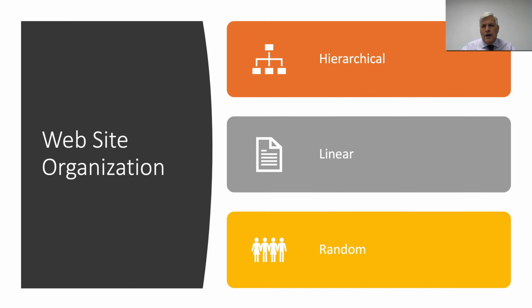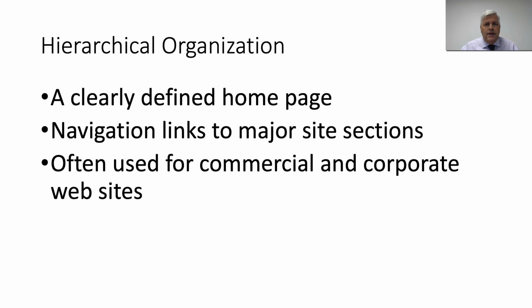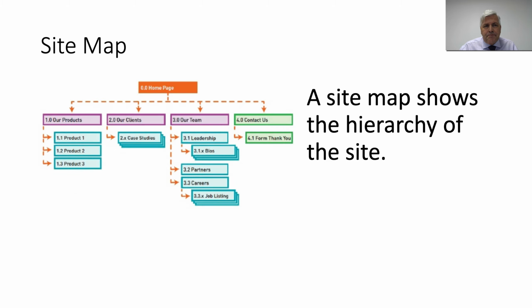There's three ways to go: hierarchical, linear, and random. Of course, our preference is hierarchical. That is, having a clear, defined home page, a navigation links to the major site sections, and then, of course, which are often used for commercial and corporate websites. A site map. The site map just shows the hierarchy of the site. We need to feel comfortable with it. Is it too busy? Is it intuitive? And this is the part where we can play around with the pages to develop a site map that is both efficient, functional, and intuitive.